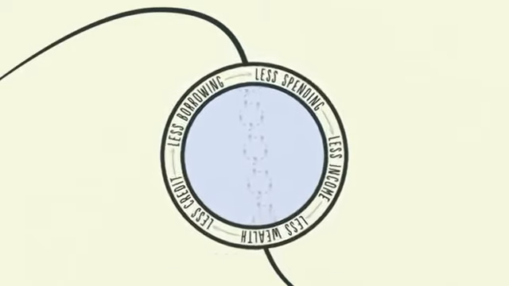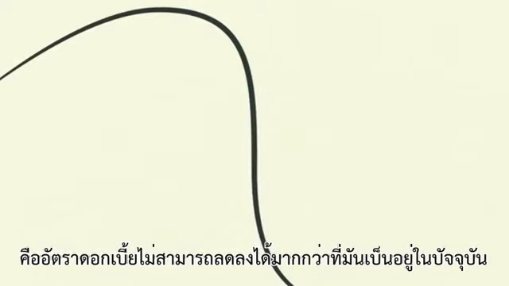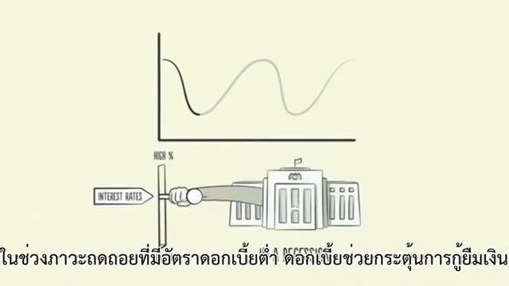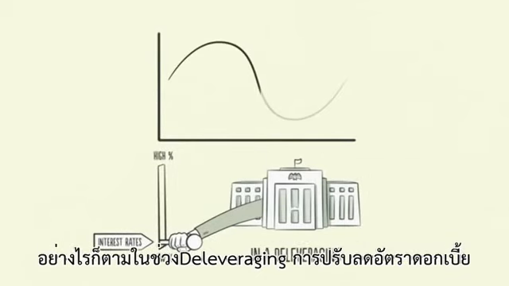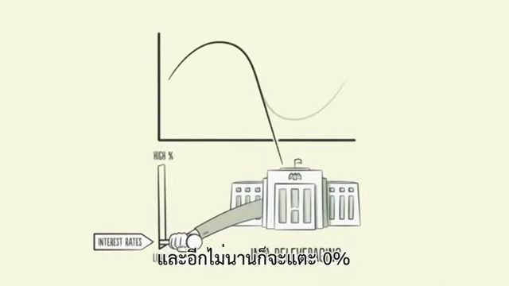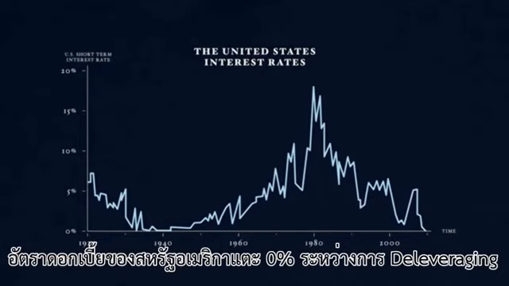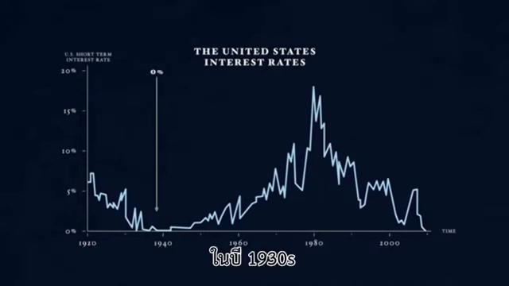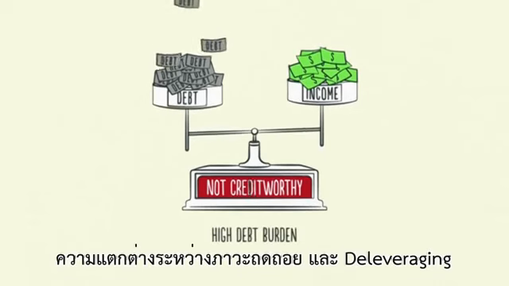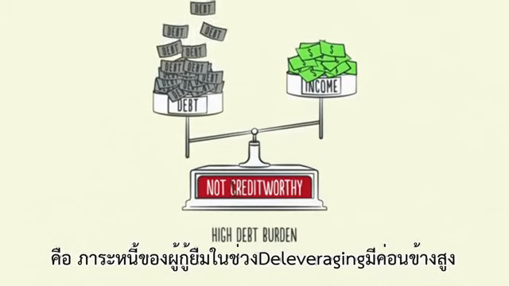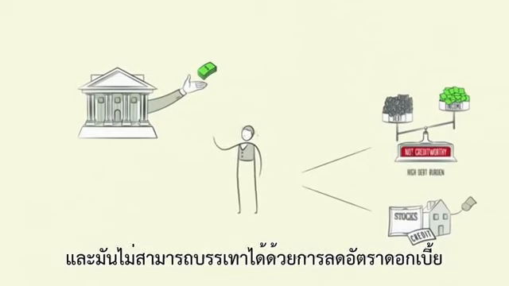Less spending, less income, less wealth, less credit, less borrowing, and so on. It's a vicious cycle. This appears similar to a recession, but the difference here is that interest rates can't be lowered to save the day. In a recession, lowering interest rates works to stimulate borrowing. However, in a deleveraging, lowering interest rates doesn't work because interest rates are already low and soon hit 0%, so the stimulation ends. Interest rates in the United States hit 0% during the deleveraging of the 1930s and again in 2008. The difference between a recession and a deleveraging is that in a deleveraging, borrowers' debt burdens have simply gotten too big and can't be relieved by lowering interest rates.